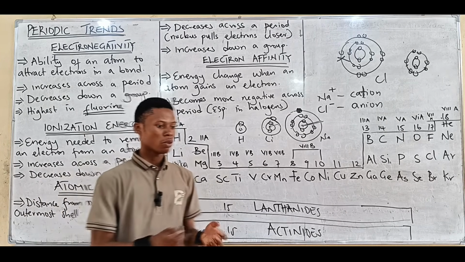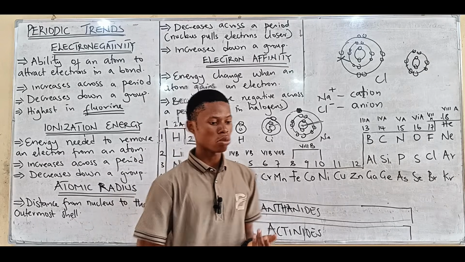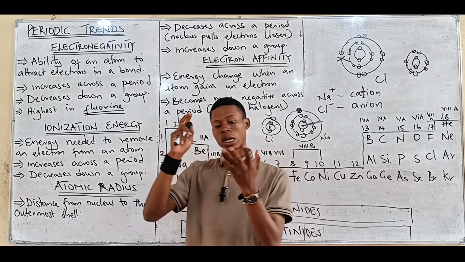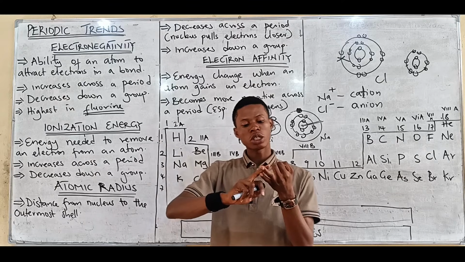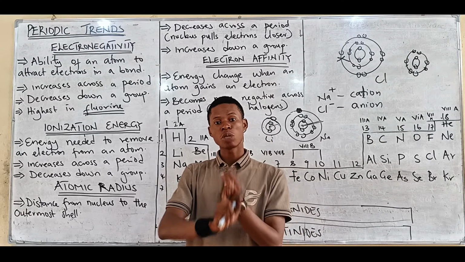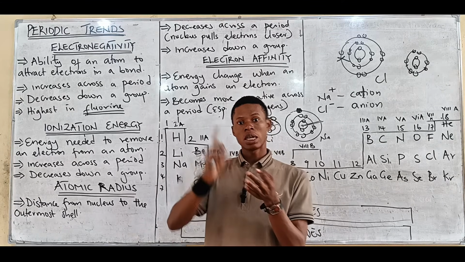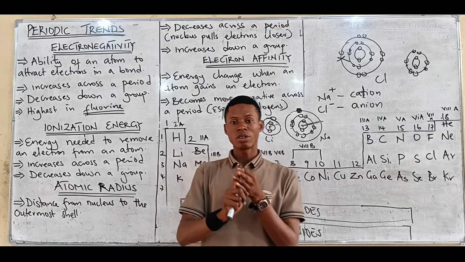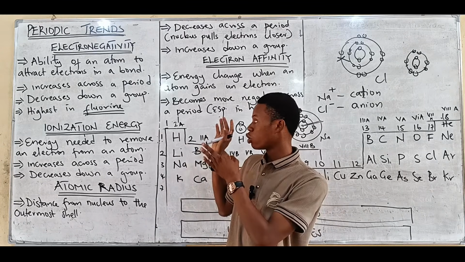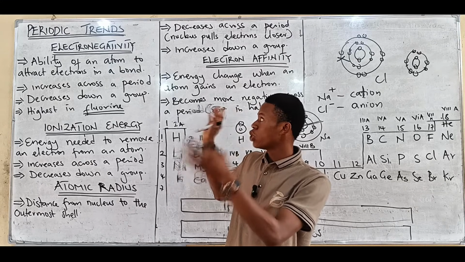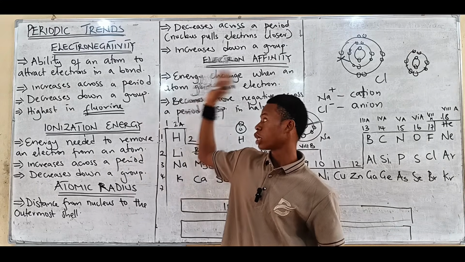So far we've looked at the periodic table. We've looked at the Mendeleev periodic table that was arranged based on relative atomic mass. We've looked at the Henry Moseley periodic table arranged according to atomic number, which is the one we are still using today. And we've looked at other things.